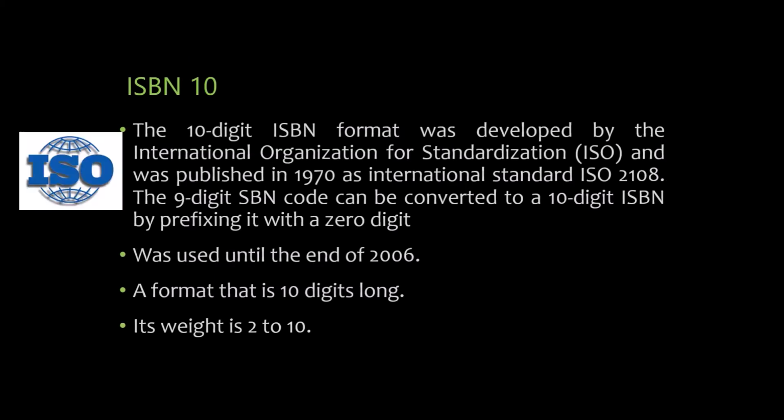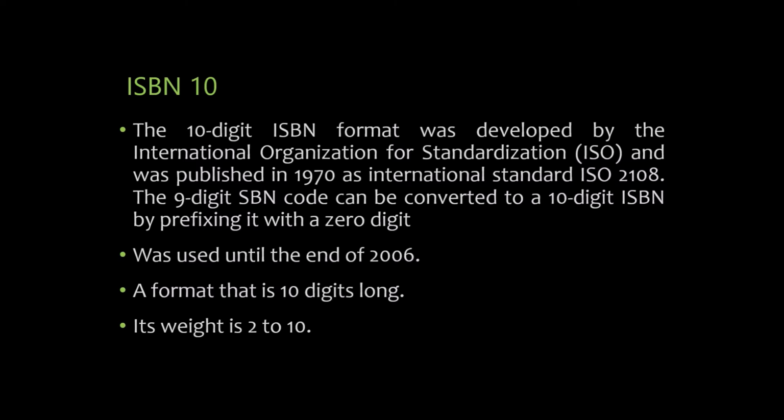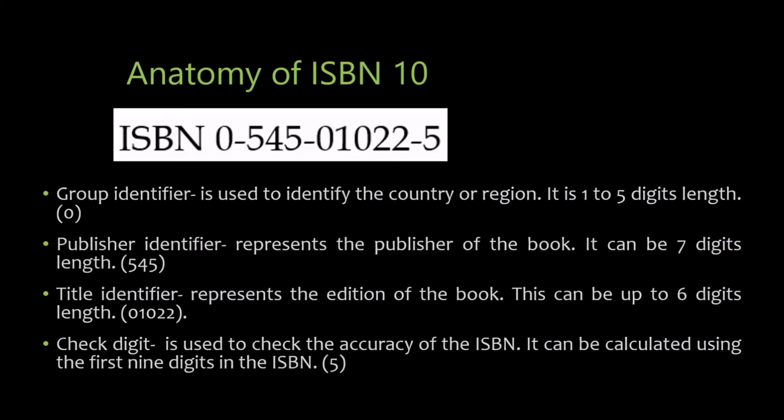ISBN 10. The 10-digit ISBN format was developed by the International Organization for Standardization (ISO) and was published in 1970 as International Standard ISO 2108. The 9-digit ISBN code can be converted to a 10-digit ISBN by prefixing it with a 0 digit. ISBN 10 was used until the end of 2006, a format that is also 10 digits long. Its weight is 2 up to 10. Now, the anatomy of ISBN 10, do not memorize the numbers or the arrangement of the dashes.